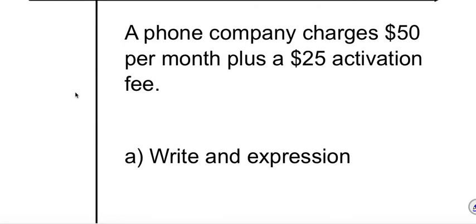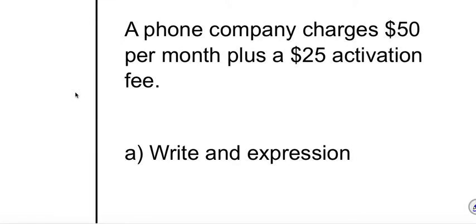We are now going to move into writing an expression and possibly solving it with some more information. A phone company charges $50 per month plus a $25 activation fee. Look for this word, per month. If it's $50 per month, that means it's $50 for every month there is. At 1 month, it would be 50. At 3 months, it would be 150. I know that I'm multiplying when I do that, so that's going to be 50 times m.